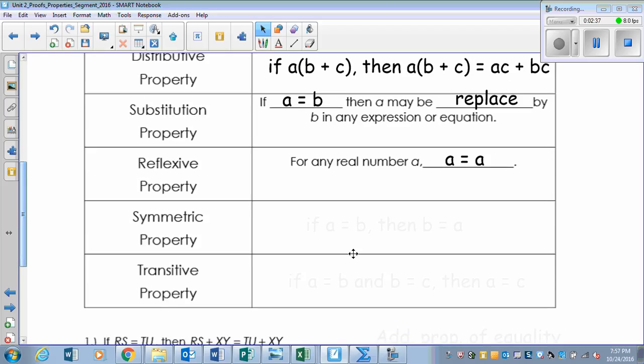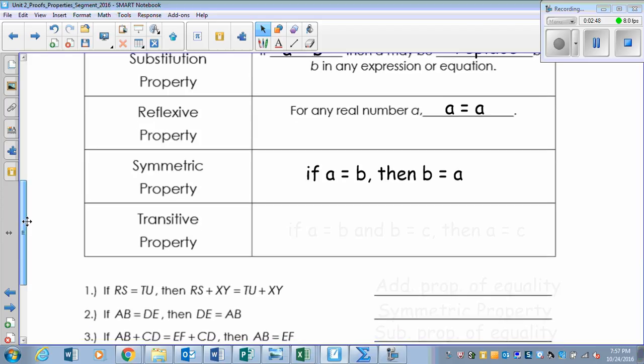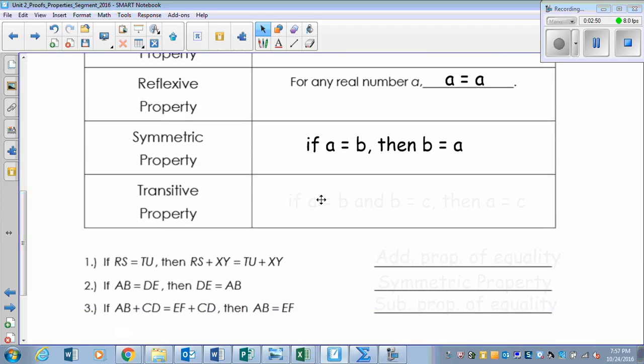The symmetric property states if A equals B, then B equals A. So if X equals 5, then 5 equals X, right? So you can write it either way. And then lastly, the transitive property states if you have A equals B and B equals C, then A has to equal C because of that commonality of B, which we talked about before. So that was a review on the properties.